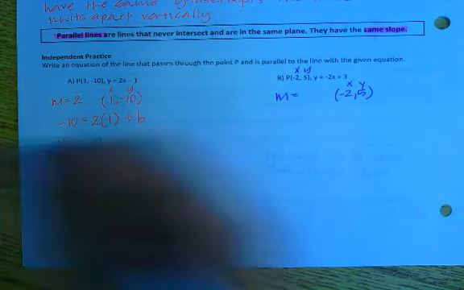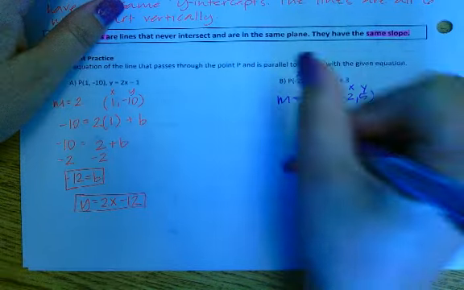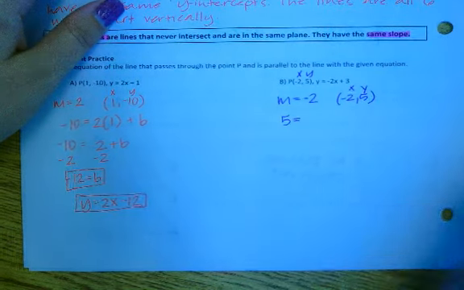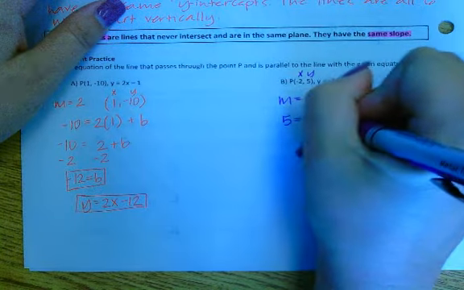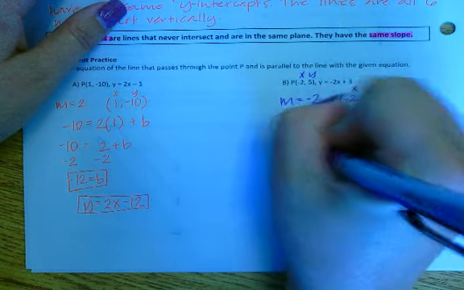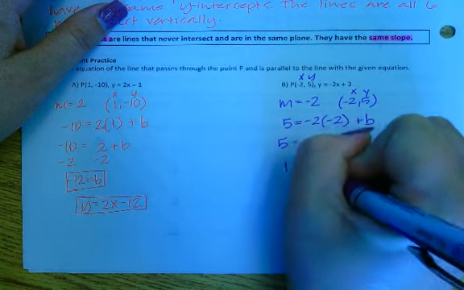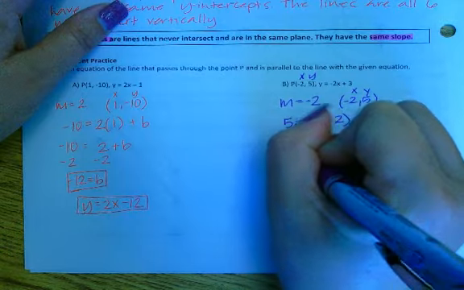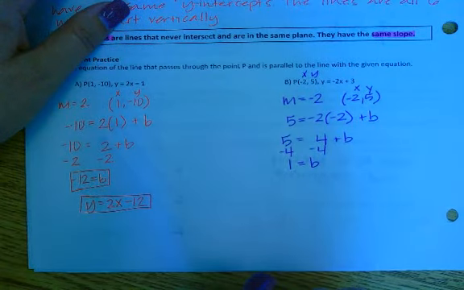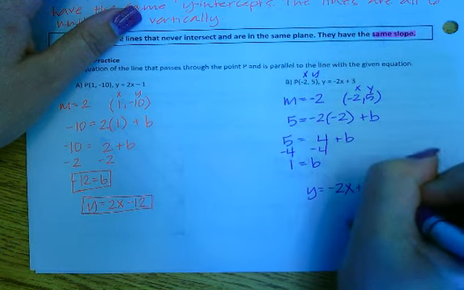What does m equal? Negative 2. So when I'm putting it into y equals mx plus b, I have 5 equals negative 2 times negative 2 plus b. So what did you guys get for b? 1. And my equation reads how? Awesome.